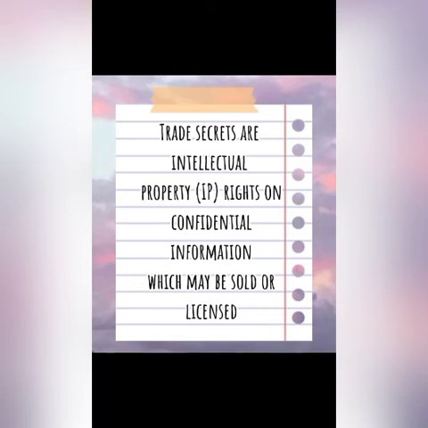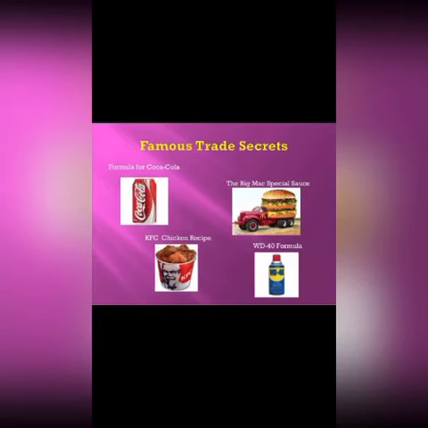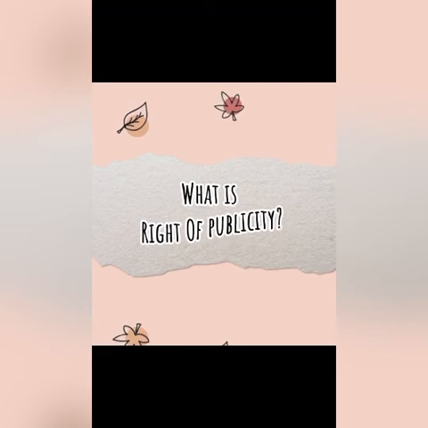Trade secrets are intellectual property or IP rights on confidential information which may be sold or licensed. Here's the example of trade formulas. Information that can be kept as a trade secret includes formulas, patterns, compilation, programs, device, method, techniques, or processes. Some examples of trade secrets include customer lists and manufacturing processes.